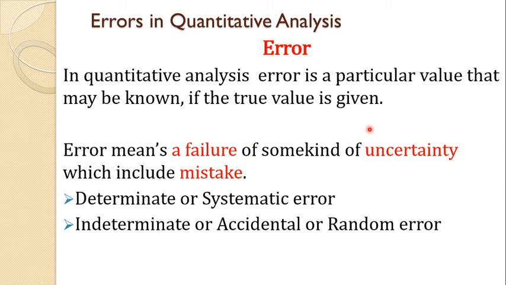From this, there are two major types of error. One is determinate, or we can say systematic error, and another one is indeterminate, or we can say accidental, or another name is random error. If you look at the name, determinate means you can identify the mistake or error, that are the systematic errors. Indeterminate or accidental means we cannot identify easily, or it occurs randomly or accidentally, which is not in our control. For that purpose, in indeterminate error, some statistical calculation is given, and in determinate error, we can minimize that error by identifying where the error occurs.